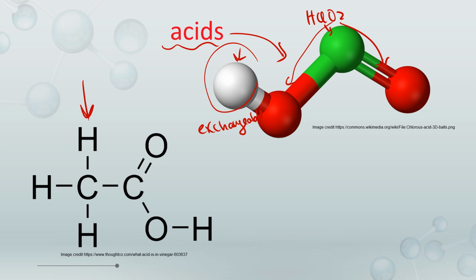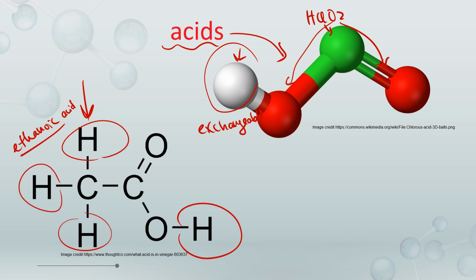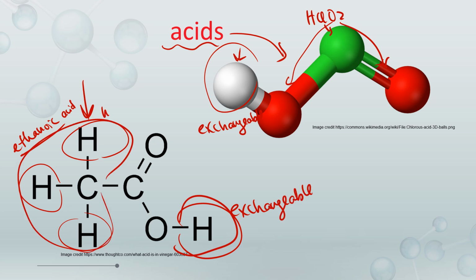Over here we have another acid. This one is ethanoic acid. This is the acid that we find in vinegar. It's got a hydrogen, it's got a hydrogen, it's got another one and another one. Does that mean that it can donate 4 hydrogens? No, only this one is donatable. Only this one is exchangeable. These guys are non-exchangeable, and so they are not going to contribute to this guy being an acid.